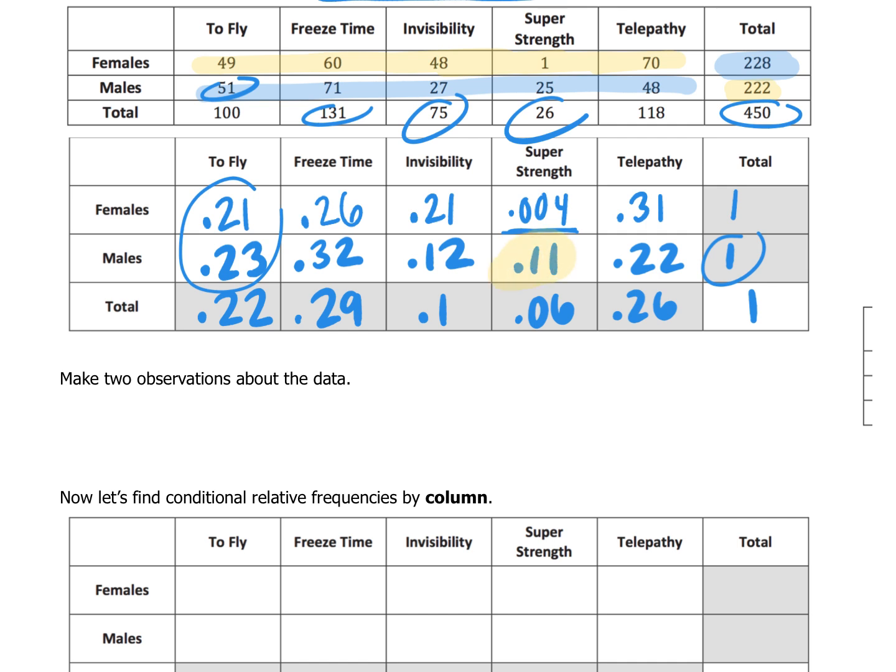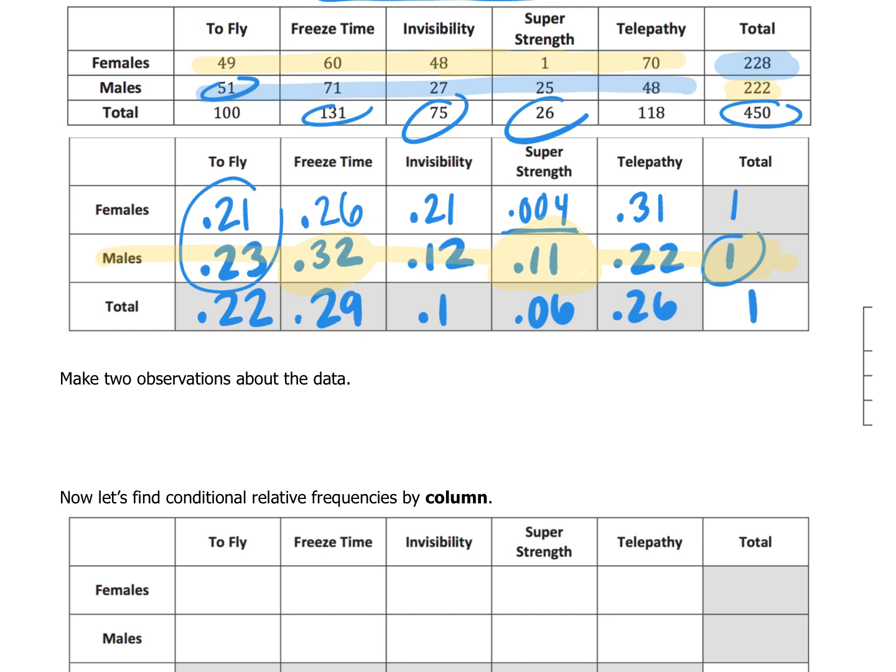11% of the people, now be careful here because this is just divided by the total for males. So you could say 11% of males because we did it by row. So this means 11% of the males, not the total kids. 11% of males chose super strength as their favorite superpower. You could say 32% of males chose freeze time as their favorite superpower.